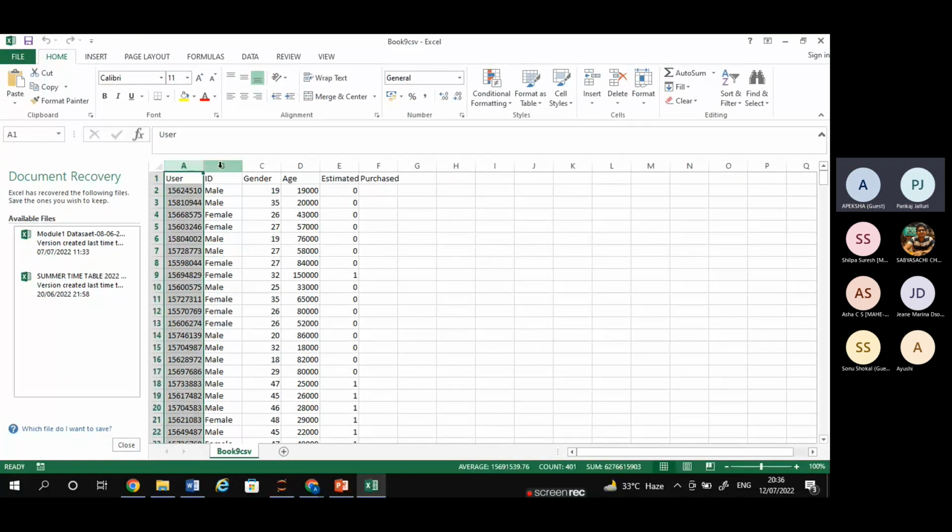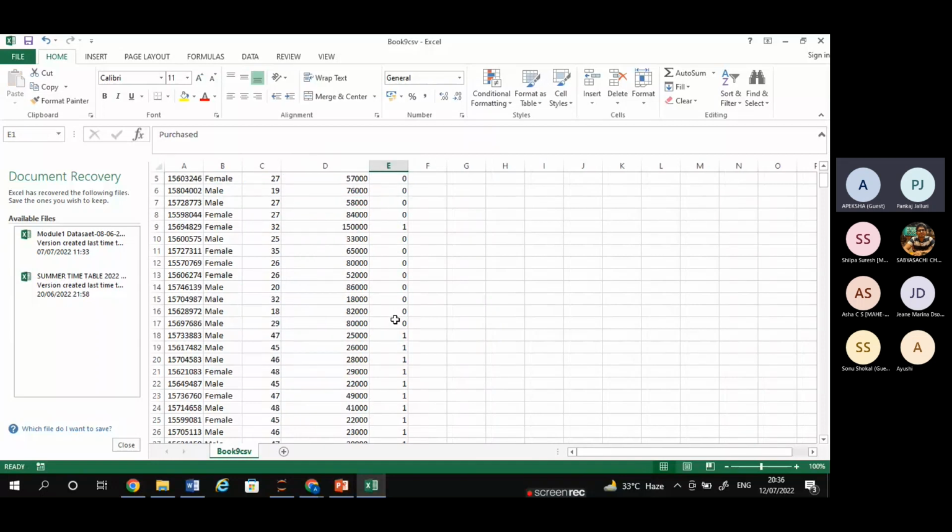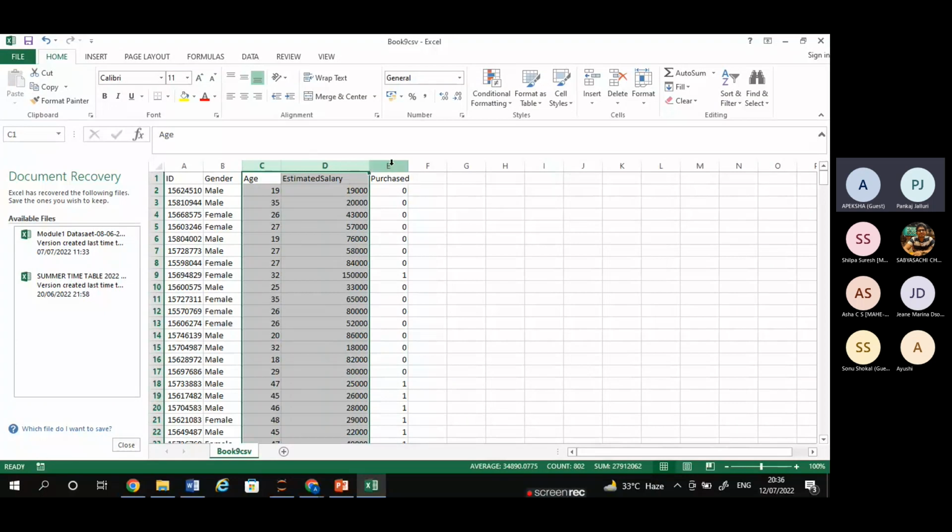You have user ID, and whether he or she is male or female, then gender, then age, and then estimated salary, and then whether he has purchased a car or not. Okay, so this is what we have. Now I'm going to select a few columns from this to predict whether he has purchased or not. So 0 or 1 classes are there. I will consider this as -1 and this as +1, and these are the features.